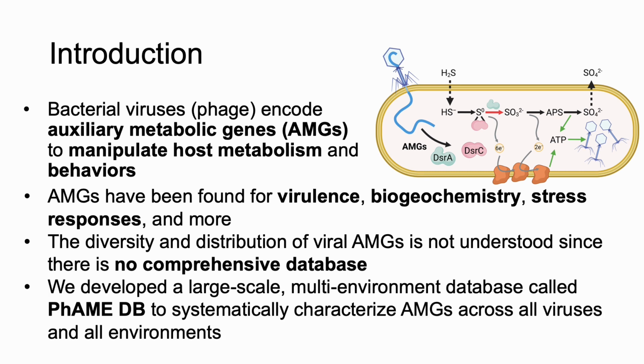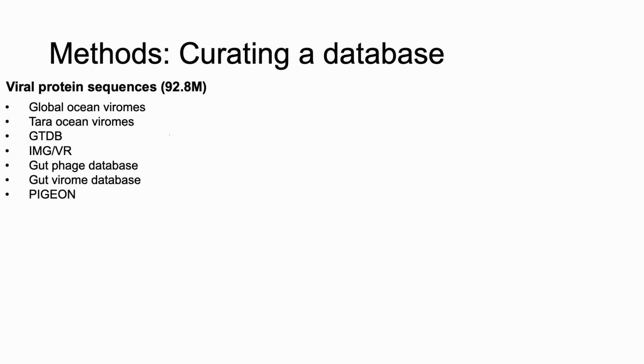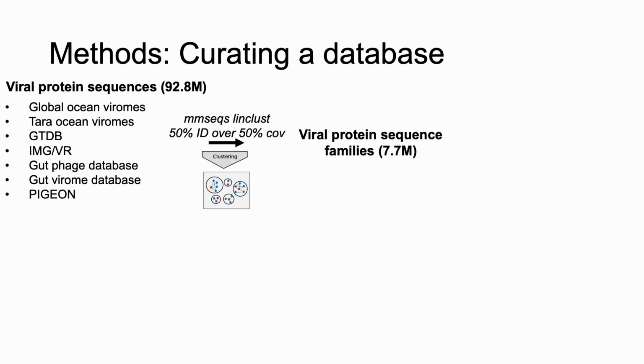To remedy this issue, I developed the large database called PhAME DB to systematically characterize AMGs across all viral taxa and environments. To begin constructing this database, I first pooled all major repositories of viral protein sequences for a total of almost 100 million sequences. These databases represent environments ranging from oceans, freshwater, to soils, and host-associated microbiomes like the mammalian guts, as well as cultured viruses.